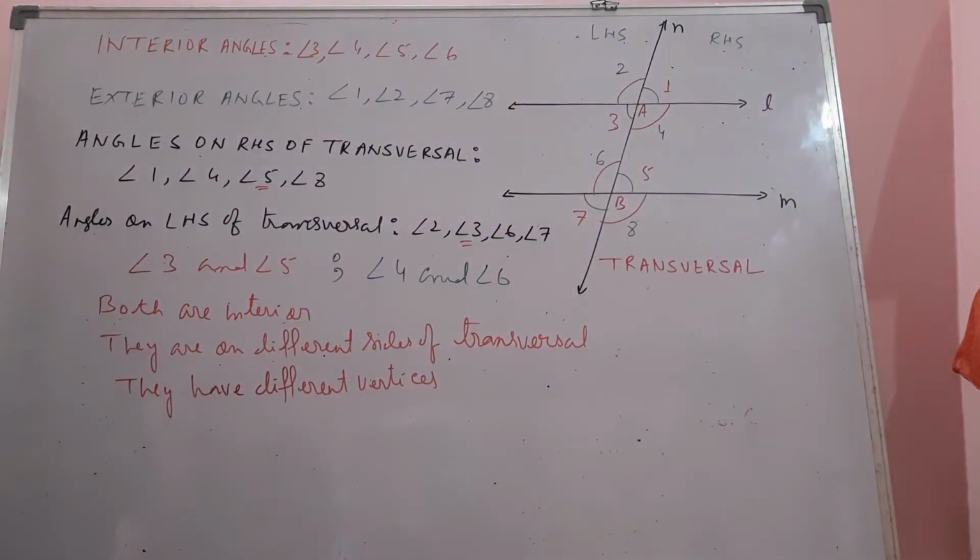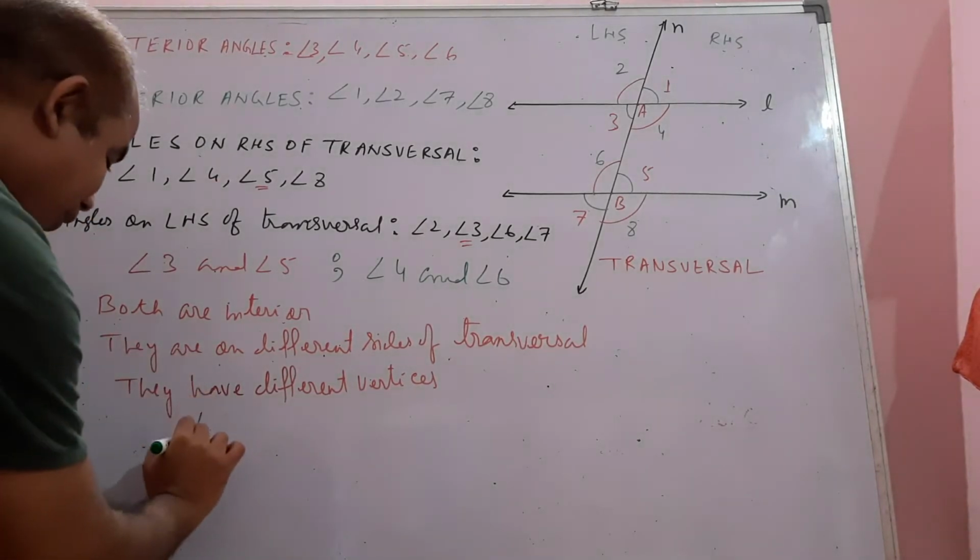So, what is the name of this pair of angles which satisfy these three conditions? They are called alternate.